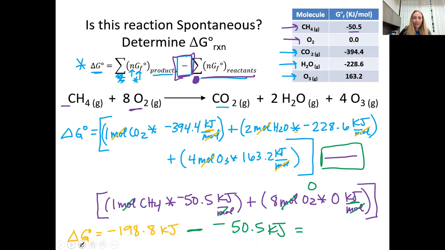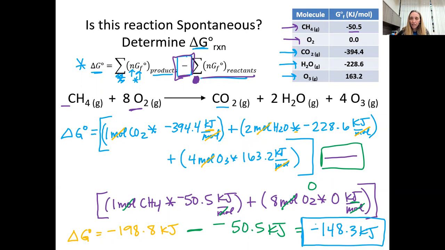Okay, so I take negative 198. It will go back to blue. Negative 198.8 kilojoules minus a negative 50.5. And the answer that I end with is a negative 148.3 kilojoules. So there's the delta G naught for the reaction.